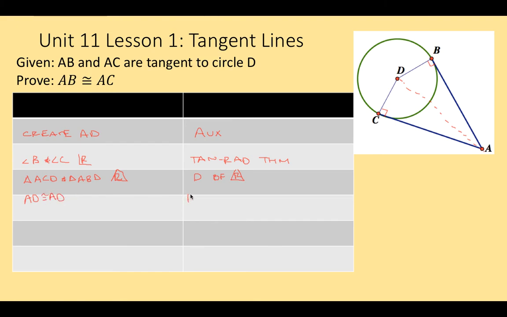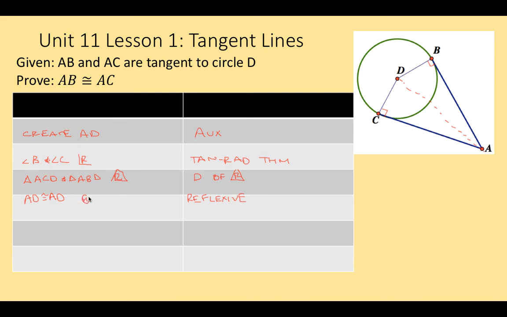by reflexive. And pay attention to what's going on here because remember, the hypotenuse is the side opposite the right angle. Here's our right angle. So AD is the hypotenuse. So let's just maybe make a note of that here.